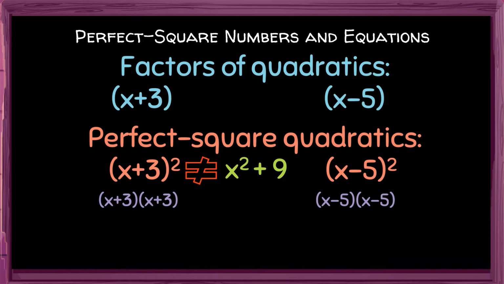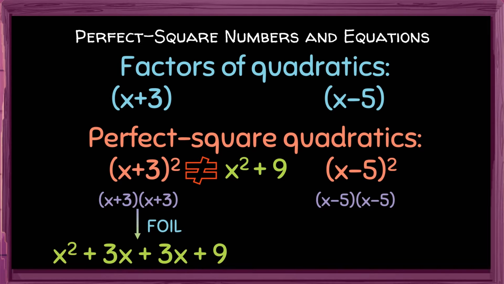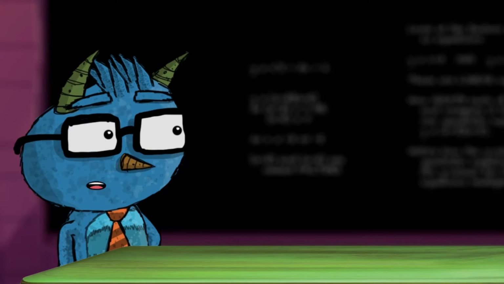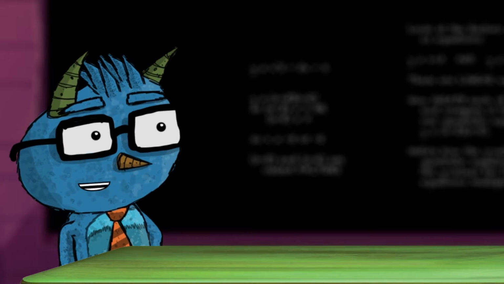What's the right way to multiply x plus 3 times x plus 3? We use our FOIL technique. First, outside, inside, last. When we FOIL x plus 3 times x plus 3, we get x squared plus 3x plus 3x plus 9, which is x squared plus 6x plus 9. Well done, Ruby.